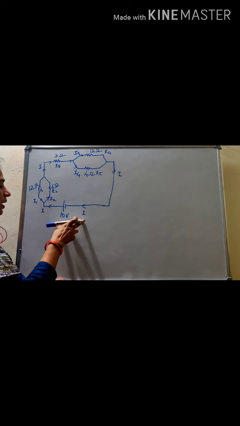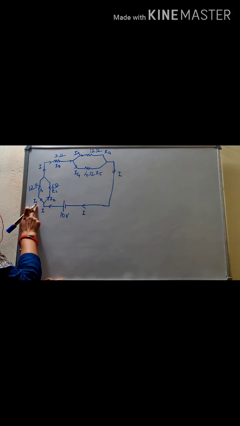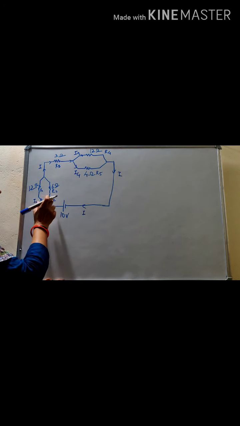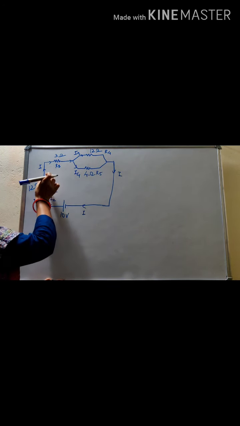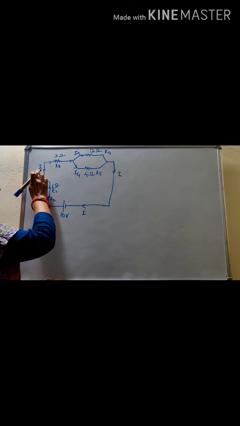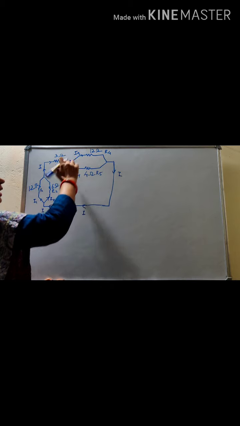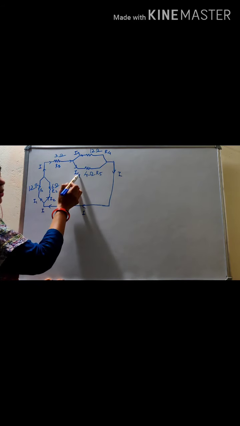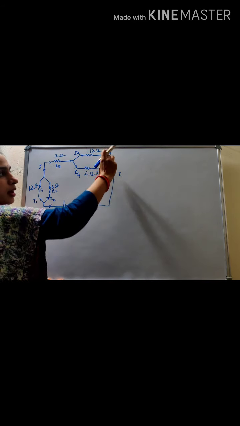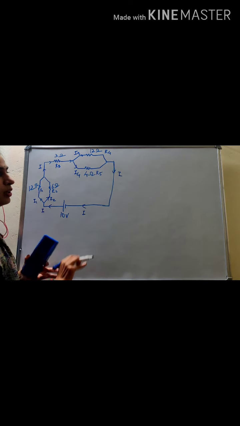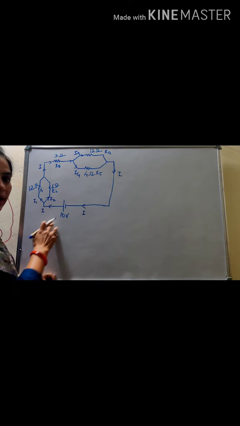When the battery is connected, current I will pass like this. This I will get divided into I1 and I2 through R1 and R2. I1 and I2 will join to give you I. Current I will pass through R3. Again that I will get divided into I3 and I4. I3 and I4 will again combine to give you back I.